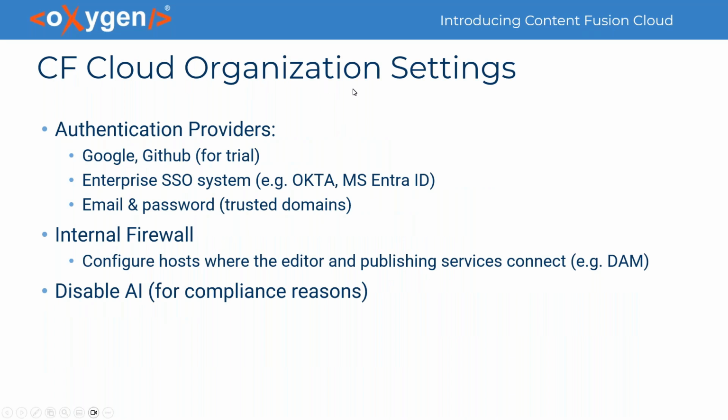A Content Fusion organization can configure several things, like authentication providers. For trial purposes, you might want to activate Google and GitHub login just to have some colleagues easily enter your organization, while for a production setting, you can configure your enterprise single sign-on system.